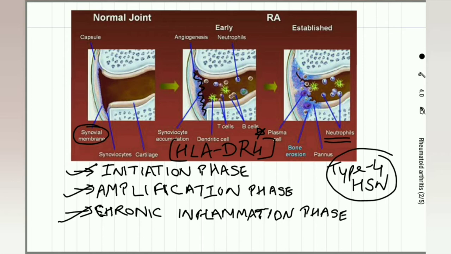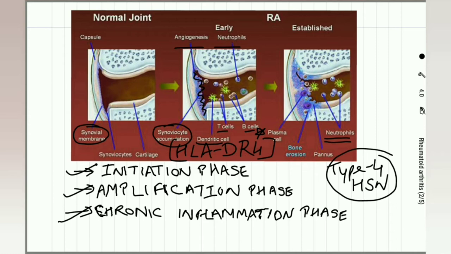amplification phase. In the amplification phase it is mostly because of T cell activation. The T cell activation causes infiltration and release of cytokines that cause so much damage to the membrane of the articular part, the synovial membrane, which is known as synovitis accumulation. See here in the diagram the dendritic cells, T cells, B cells, angiogenesis, neutrophils, it is all occurring here.